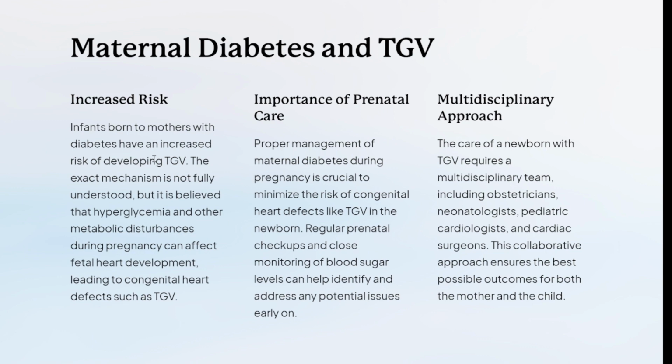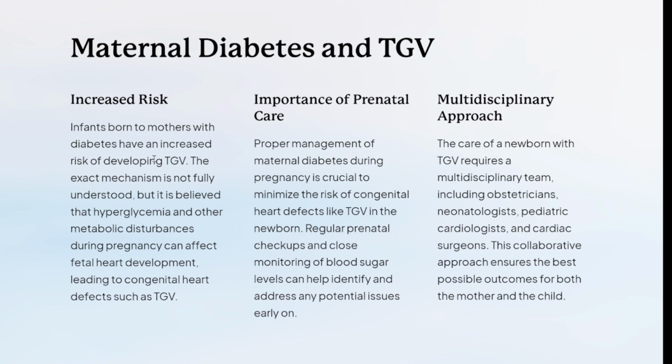Question 3. What are the clinical manifestations of TGV in a newborn? Newborns with TGV typically present with cyanosis that does not improve with oxygen supplementation, tachypnea, and signs of heart failure. Diminished femoral pulses compared to brachial pulses may also be observed due to the abnormal circulation.